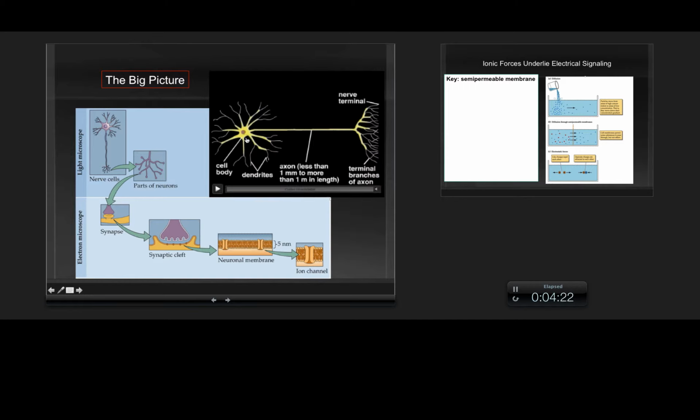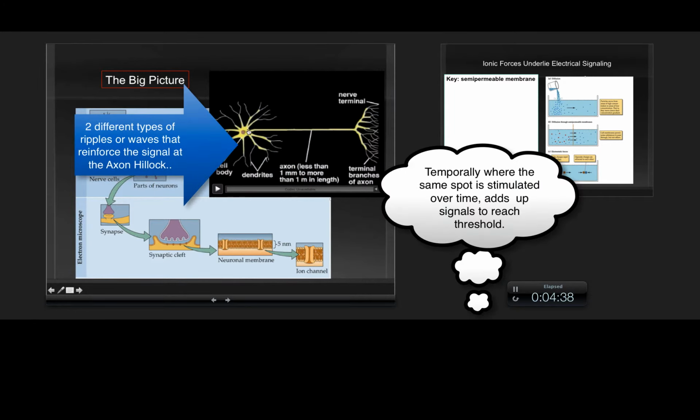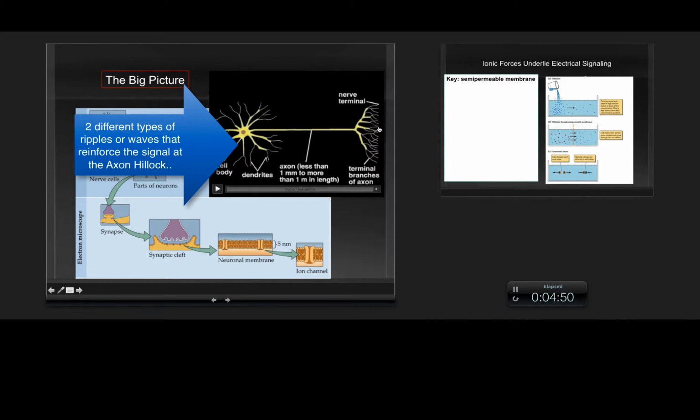Anyway, once it reaches threshold, then this thing called the axon hillock, which is right about here in the cell body, right where the cell body meets the axon, we've got a high cluster of sodium channels. And whenever these ripples reach this high cluster of sodium channels called the axon hillock enough, whenever we've got a fly heavy enough, then the signal gets sent down through the action potential. We'll discuss that later. Okay?